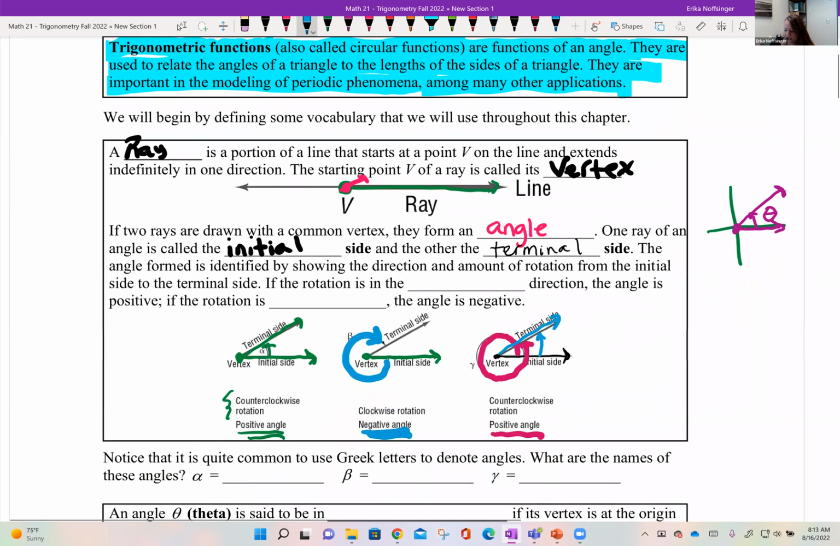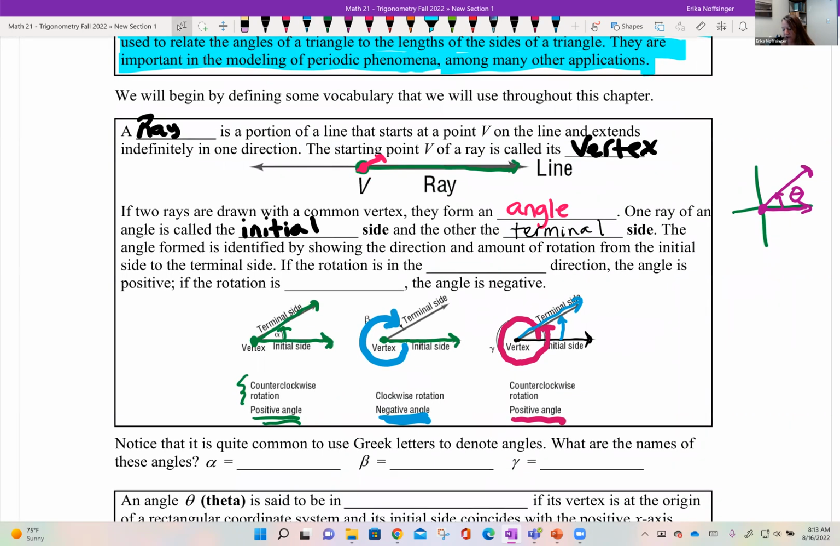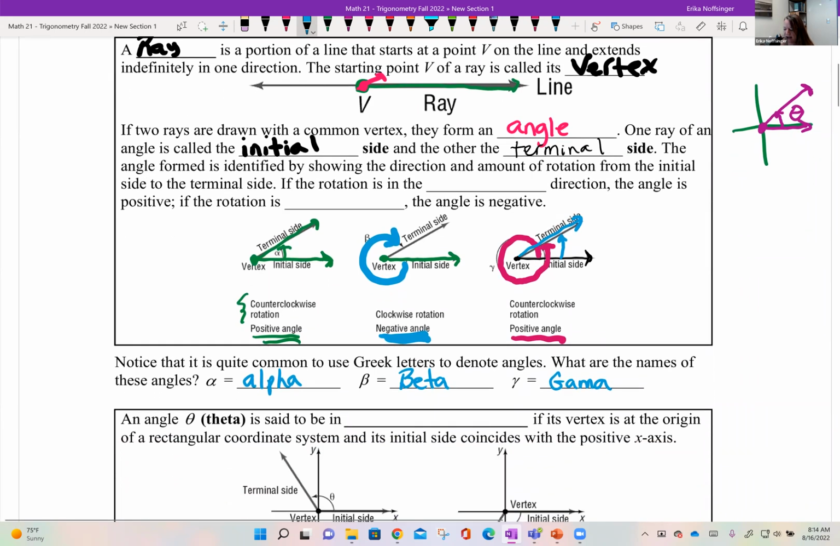So as I mentioned, it's quite often that we use Greek letters to denote angles. There's a couple of Greek letters down here and their names, if you don't know them. This first one is called alpha. The second one is called beta. And this third one is gamma, I believe. Could be wrong on that one. Usually we use theta.